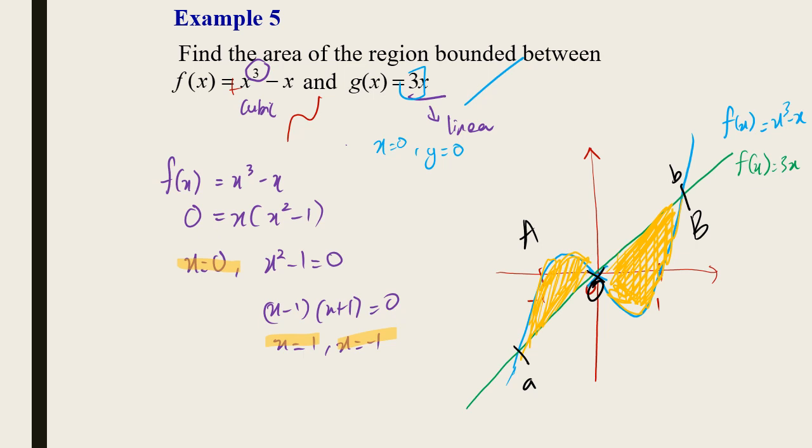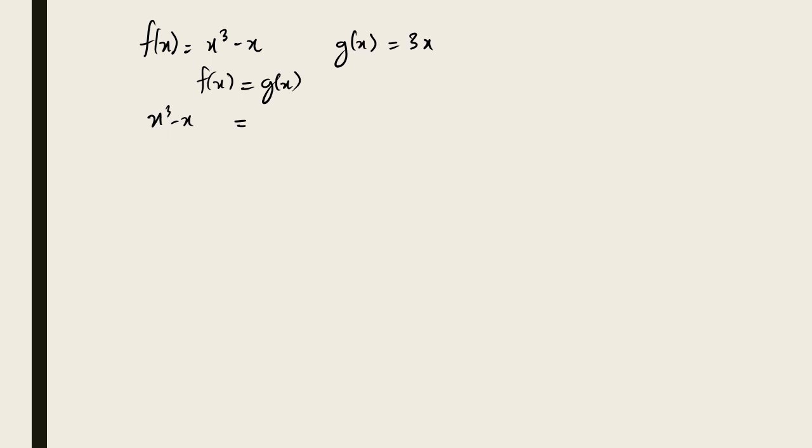So how to find the intersection point? We just have to equate these two equations. So we need to equate f(x) equal to x cubed minus x with g(x) equal to 3x, to find the intersection point. So we have x cubed minus x equal to 3x. If we bring it together to the left side, we will have x cubed minus 4x equal to 0, with negative 3x here.